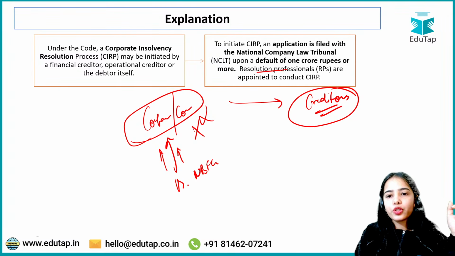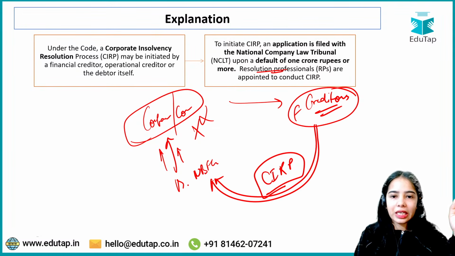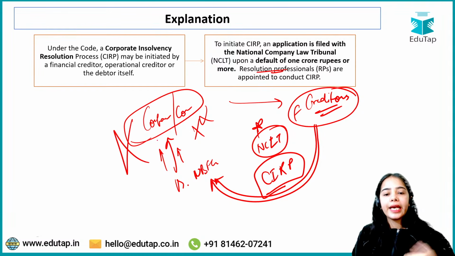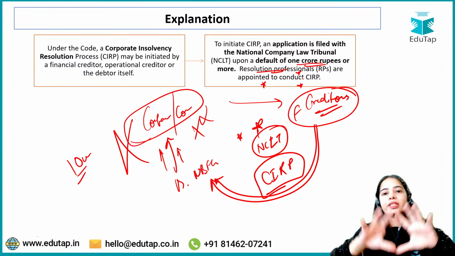So there is the resolution. Now the financial creditors, let's say they have taken this company to the corporate insolvency resolution process under the Insolvency and Bankruptcy Code to the NCLT. The application has been filed with the NCLT that this company is not able to pay back the debt, and the debt is of 10 crores. So it is more than 1 crore rupees. Okay. So the NCLT will accept this application, and then the resolution professionals are appointed to conduct the whole corporate insolvency resolution process.